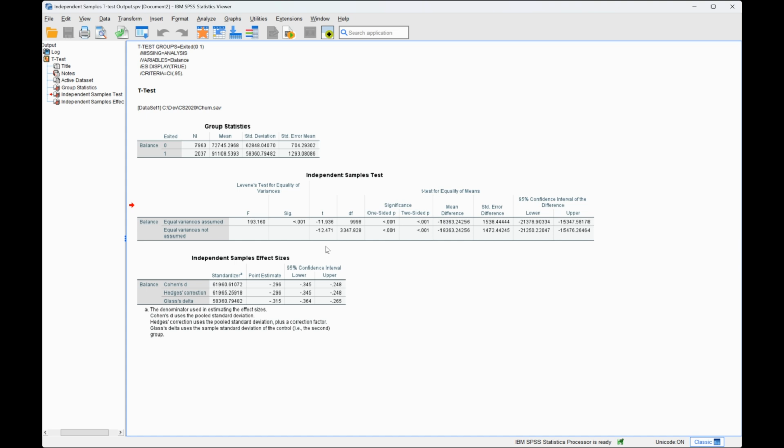But what really matters is this huge value right here. A value that extreme tells us the difference between the groups isn't just some small blip. It's a very strong signal.